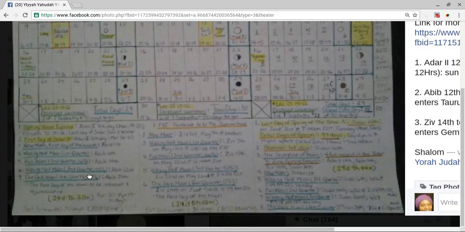So now we're beginning to understand Genesis chapter 1, verse 14, about these lights in the heaven being used for signs, for seasons, for days, for years. It gives us time. These are our time indicators, okay?